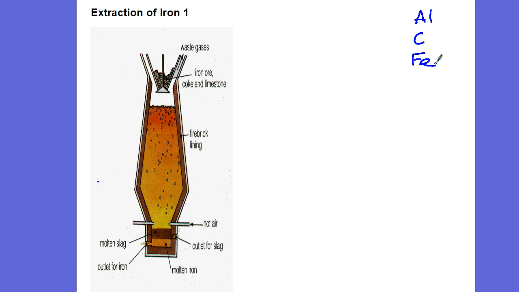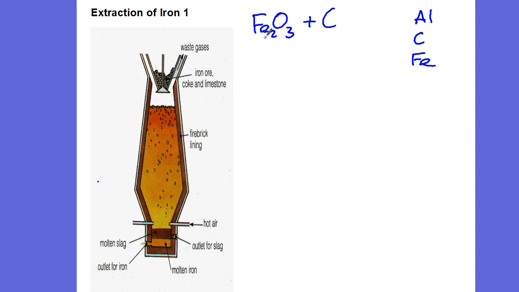Therefore, if you've got a compound of iron, for example iron oxide, and you react it with carbon, you can actually have a displacement reaction. The carbon, because it is more reactive than the iron, can displace the iron from the compound, and therefore it kicks the iron out, and you therefore have iron metal.